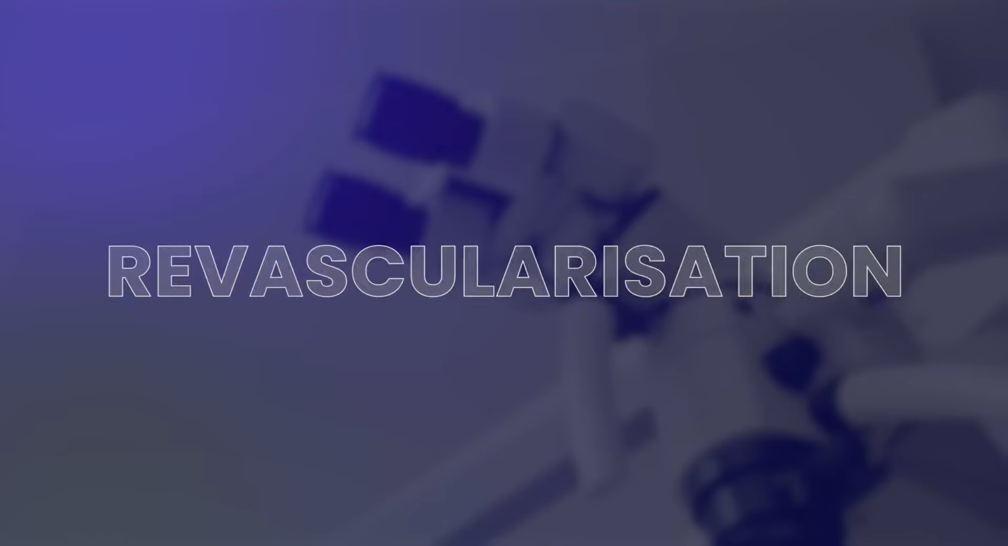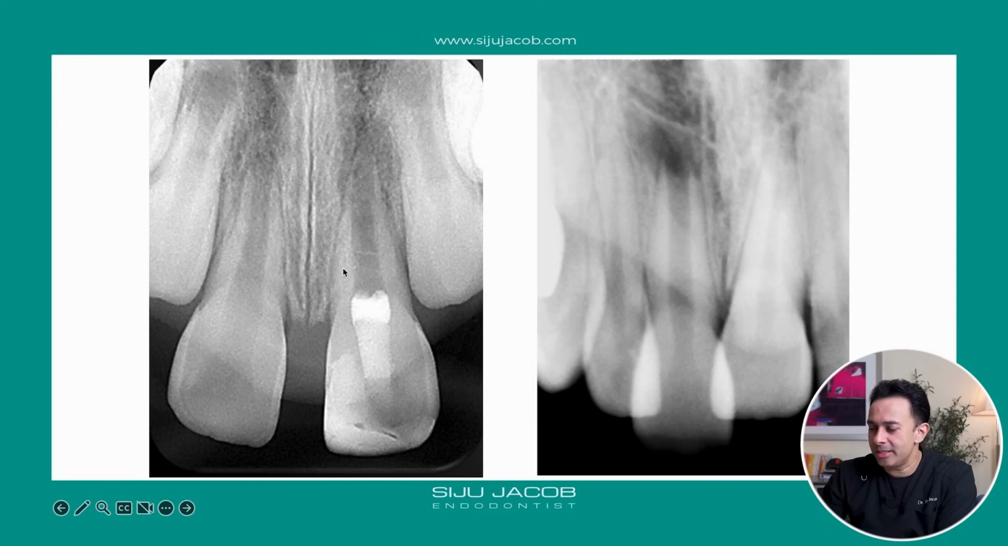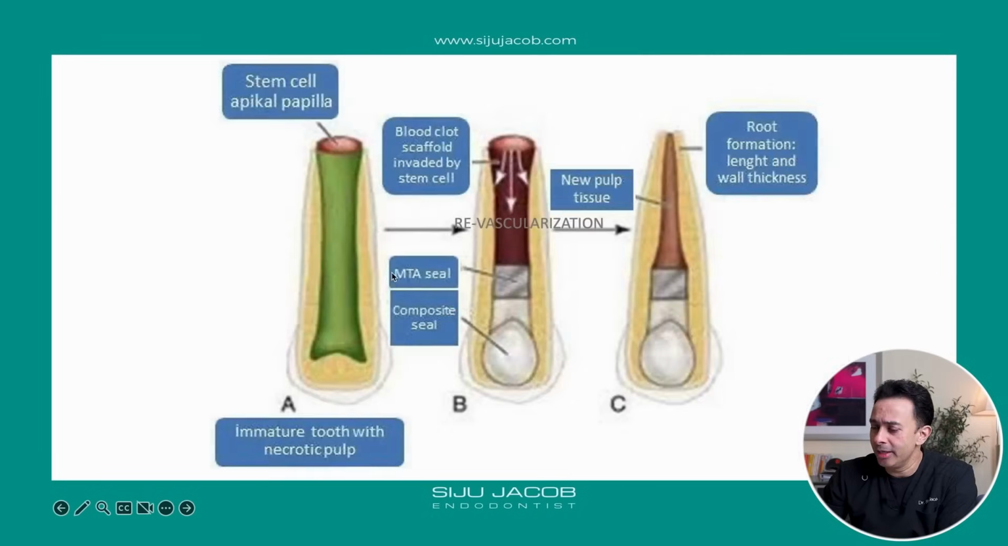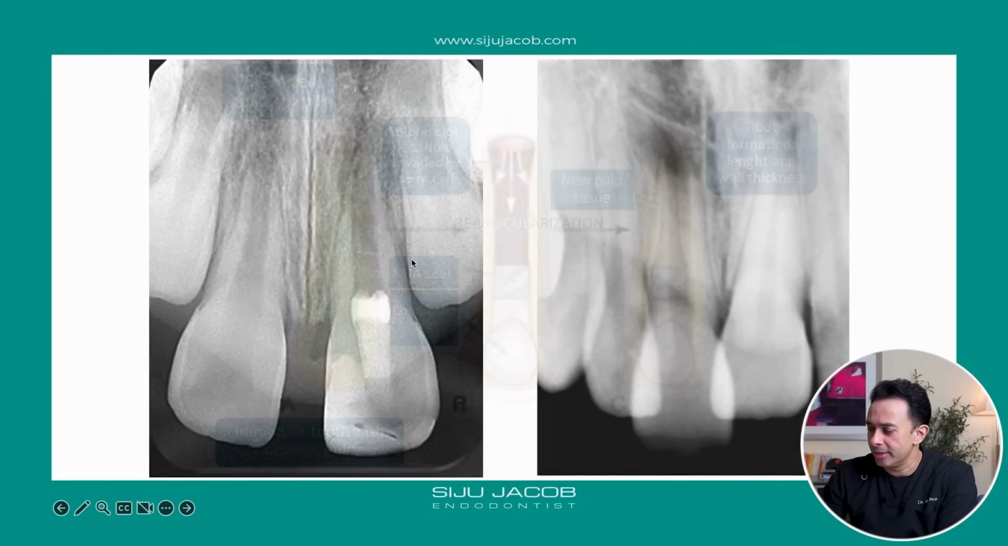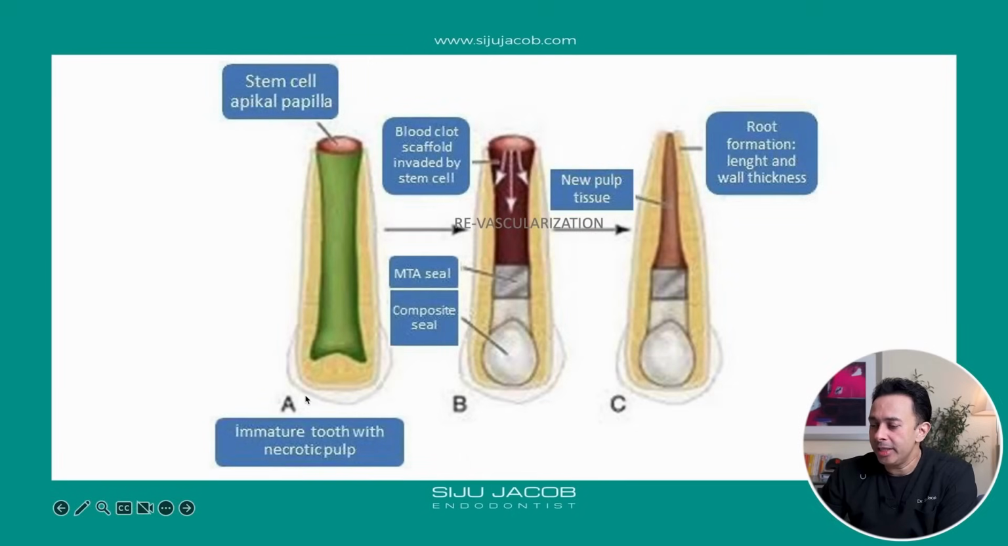Let's start with revascularization. So what is revascularization? So let's say you have a case like this and the apex is wide open, but the tooth is non-vital. It's completely necrotic. So what are the options you have? It's the same here. You have a tooth here. You can see it's necrotic. It's not vital. There is no vital tissue here. So what are the options? Apexogenesis is impossible. You can try something known as revascularization.